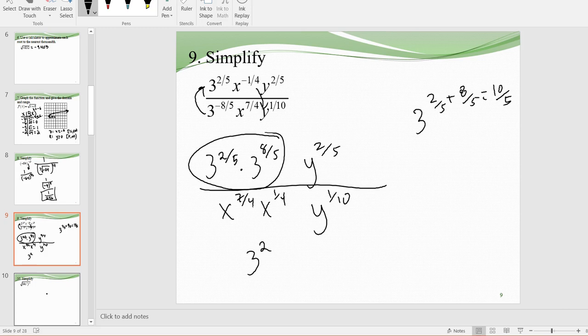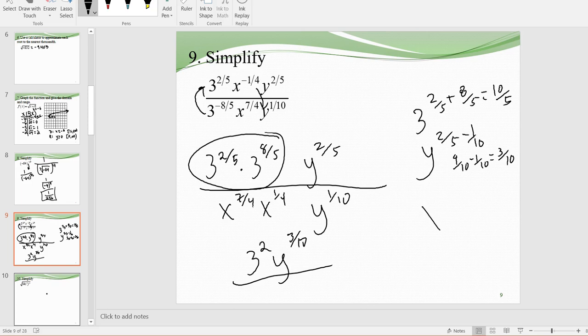The y's are a little more complicated. I could bring this up and combine them, but I would rather treat this as a subtraction problem. So this becomes y to the 2/5 minus 1/10. They would need a common denominator, so 4/10 minus 1/10 gives us 3/10. So we're left with y to the 3/10 up there. Didn't simplify much. And the x's on the bottom, x to the 7/4 plus 1/4 would be 8/4, or x squared. And that is how we leave that.